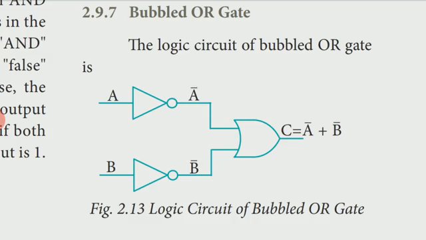Next one is bubbled OR gate. This is like a bubbled AND gate. You are going to take the input value as a complement value. So, starting itself we are going to use negative, that is inverse values. So, A means A complement, B means use NOT gate for B complement. So, that A complement and B complement you want to combine with the OR gate, you will get the answer. So, that output will be A complement plus B complement.